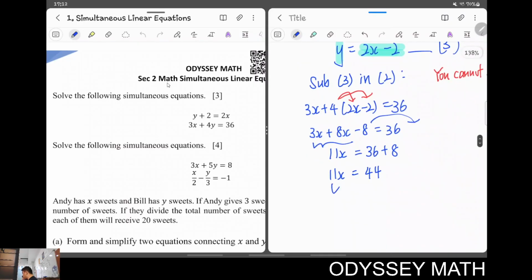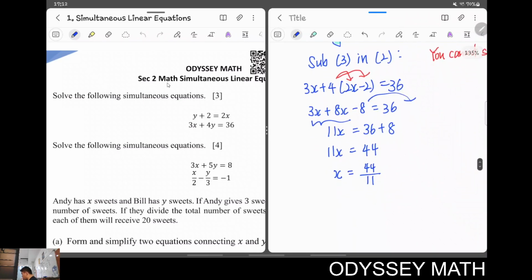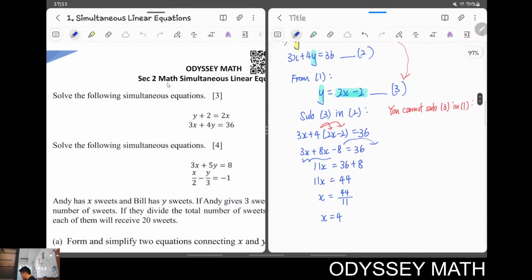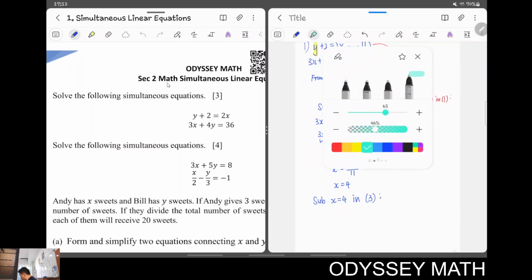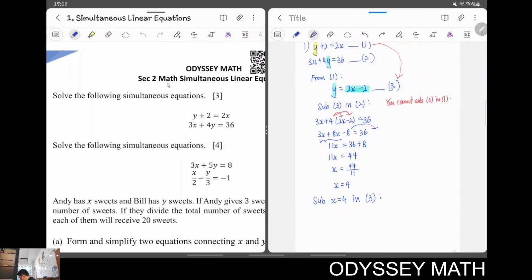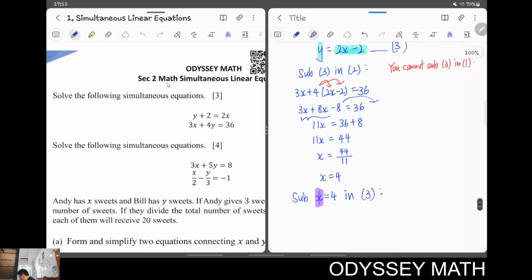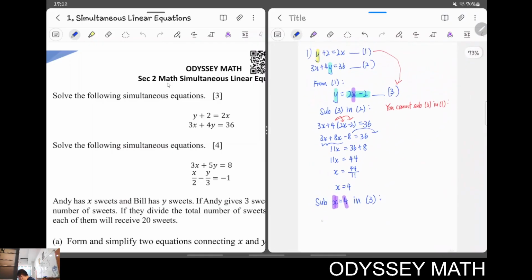So this is 11 times x, right? We bring it over to the other side, so we do the opposite of times. So it's 44 divided by 11. So we have x = 4 over here. Once you have found x = 4, pretty easy. The next step is to just sub x = 4 in one of the equations above. So I sub x = 4 in equation 3 over here. What I'm saying is I replace x with 4 in here. So it becomes y = 2 times 4 - 2 = 6. And we are done with question number 1.